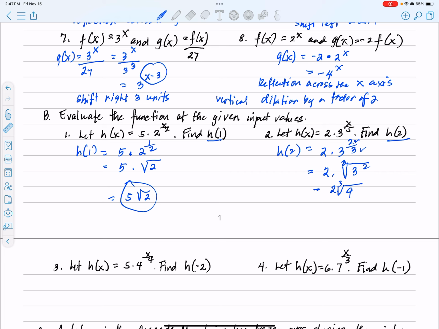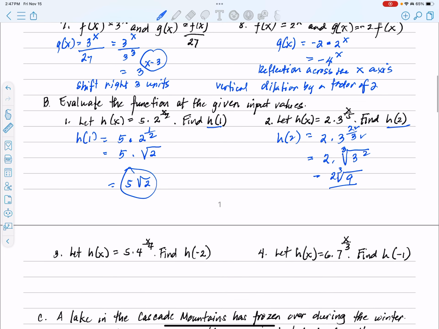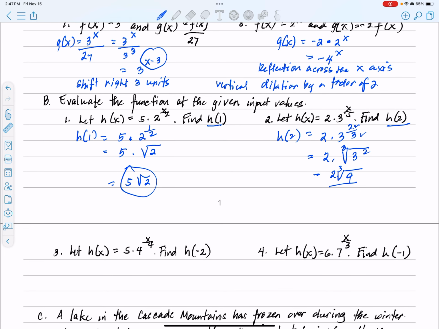Oh, that's the fifth root. Sorry, I didn't notice it. Hold on, I will just erase everything here. So this is 2 to the fifth power. So we have 2 times the fifth root of 3 squared. So that would become 2 times the fifth root of 9.